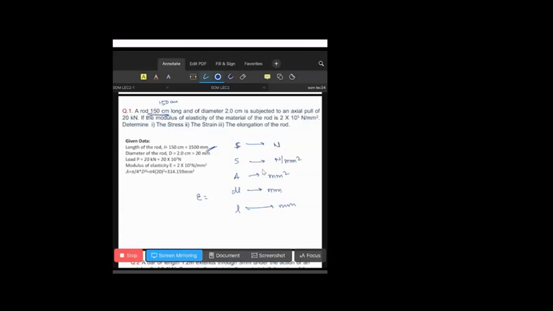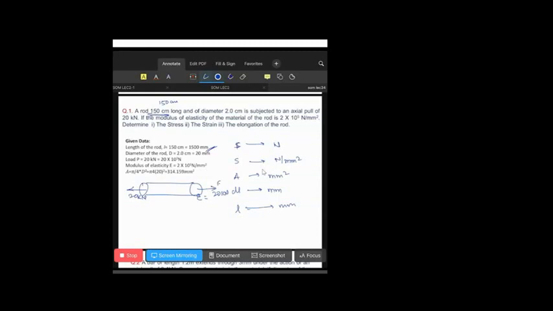Okay, so first of all I will draw the figure for it. So this is the rod, and what has been given? Axial pull of 20 kilonewton has been applied. Okay, now due to this axial pull, so this will be nothing but force.